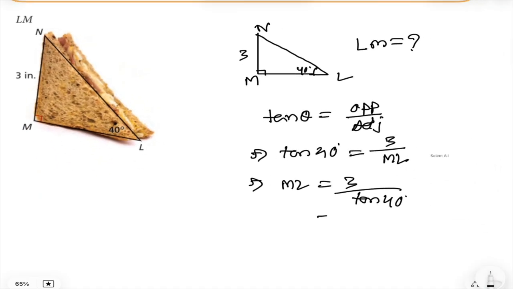So ML equals 3 over tan 40 degrees. What is the tan 40 degrees value? Divide 3 by it, that is 3.57. 3.57 centimeters or something like that.